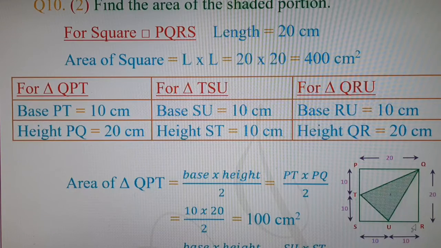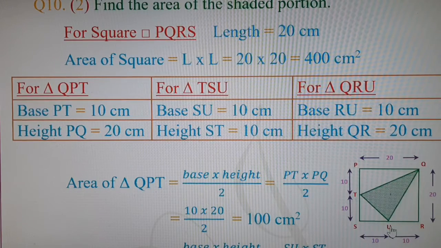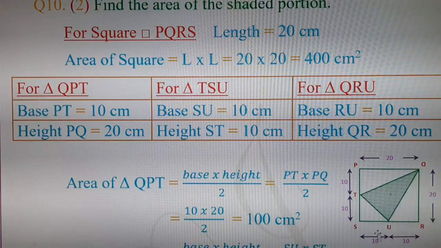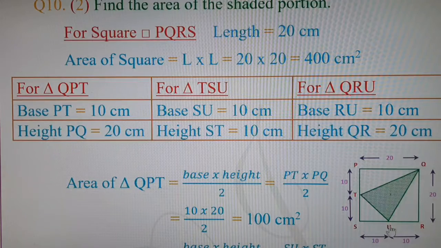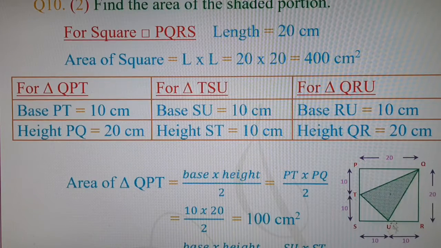So here we will take RU as the base, RU, that will be 10 centimeters, and the height QR is 20 centimeters. Now here, how did we get 10? Because it is mentioned very clearly in the diagram that U is the midpoint, and they have given in the diagram that the distance SU is 10 and UR is 10. So that means we can assume that U is the midpoint of line segment SR. So these are equal distances. SU is 10 and UR is 10 because it's already given in the diagram.